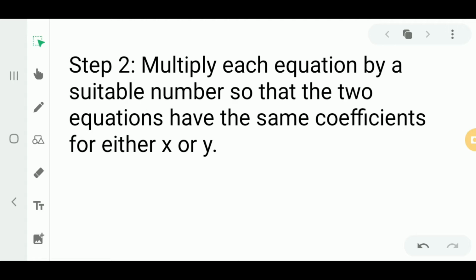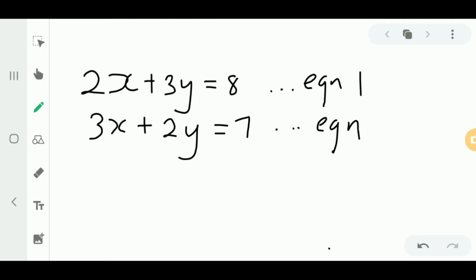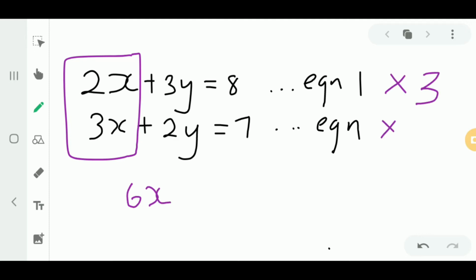So now step 2. Multiply each equation by a suitable number so that the two equations have the same coefficients for either x or y. So after we labeled our equations, we're doing step 2. Let's say we want to make the coefficients for x the same for this example. So we have 2x and we have 3x. Now if we multiply 2x by 3, we would get 6x. And if we multiply this one by 2, we'd also get 6x. So now the coefficients of x would be the same.